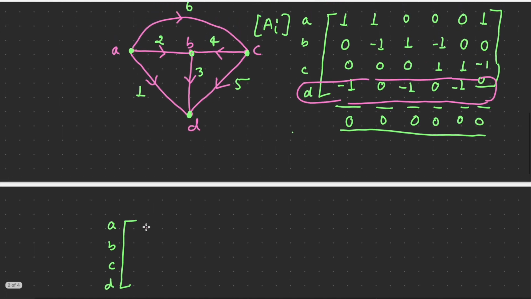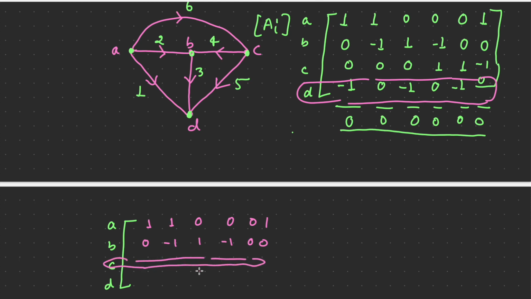So I'll write the reduced matrix: 1, 1, 0, 0, 0, 1, 0, -1, 1, -1, 0, 0. Here I'll delete node C, and then we have the node D row: -1, 0, -1, 0, -1, 0.